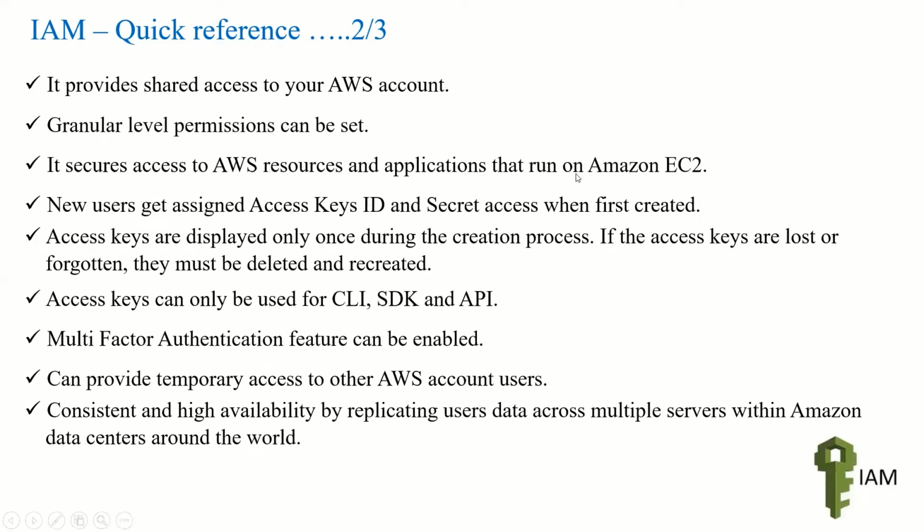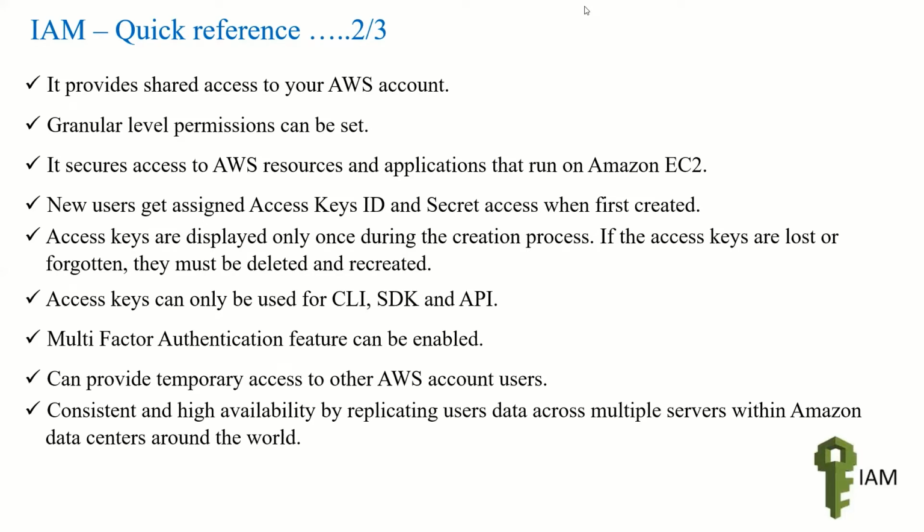IAM provides shared access to an AWS account. Granular level permissions can be set. It secures access to AWS resources and applications that run on Amazon EC2. New users get assigned an access key ID and secret access key when first created. Of course, if you have selected the programmatic access feature.